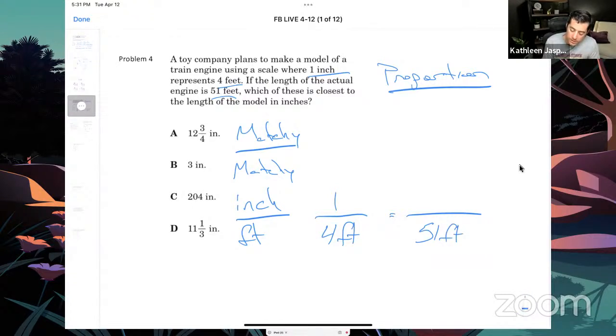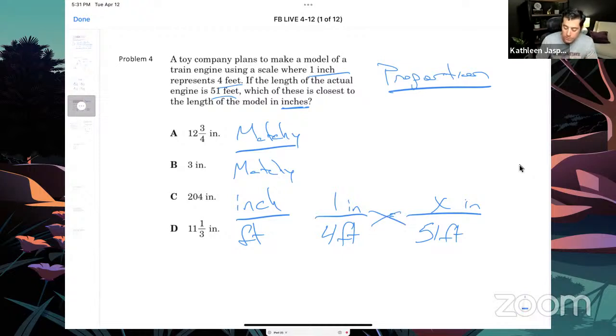Which of these is closest to the inches? See how it gives you that the missing value is in inches, which means the missing value I should put in here is X inches. It's missing. So now just solve it. Well, how do you solve a proportion? You do the old cross multiply, divide.